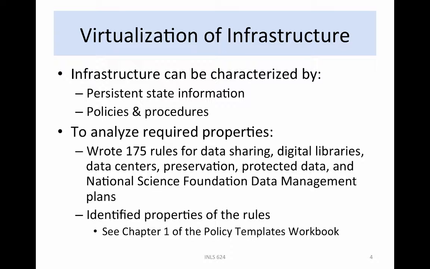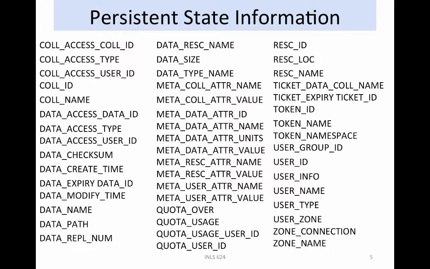The rules used 123 microservices and accessed 50 persistent state variables. The rules and persistent state information are summarized in Chapter 1 of the Policy Templates Workbook. The persistent state information attributes used by the rules are shown here. The attributes can be organized into information about collections, data objects, metadata, quotas, resources, tickets, system tokens, users, and data grid zones. We will generate rules that automate task execution by using the persistent state variables.